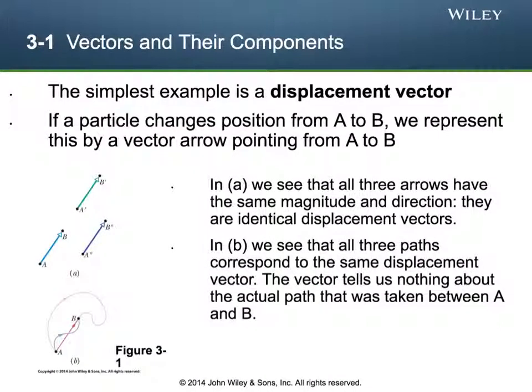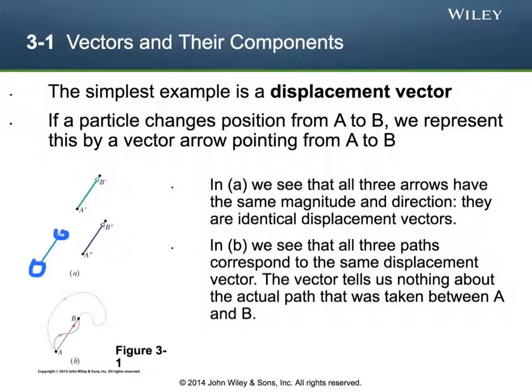Let's think back to a displacement vector. If you remember, displacement is a change in position. And so if we have a particle that changes position from point A to point B, we can signify this change in position by using an arrow. And that arrow tells us a length, which is the magnitude, and a direction, or the orientation of the change in position.